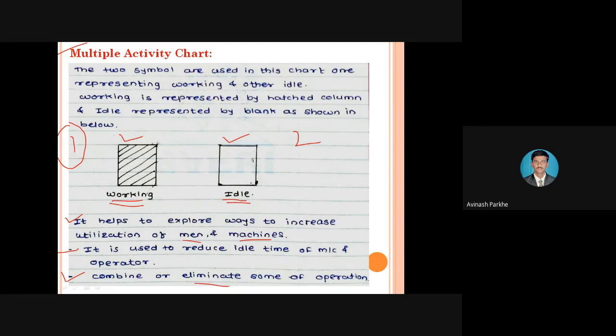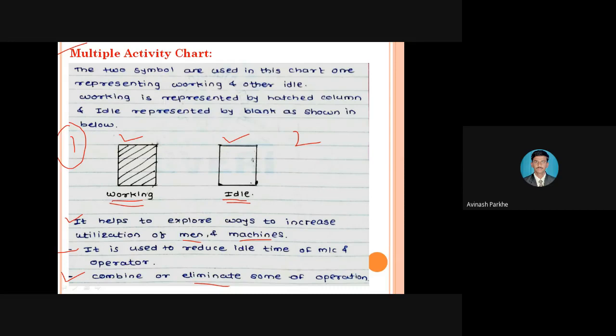Also, through this multiple activity chart, the proper utilization of man and machine is taking place. Also, it is useful to reduce the idle time. Idle means stationary. Machine is stationary, means off position. Worker is standing at the stationary position. That means unnecessary idle time is there. That idle time is also eliminated by using this activity chart.